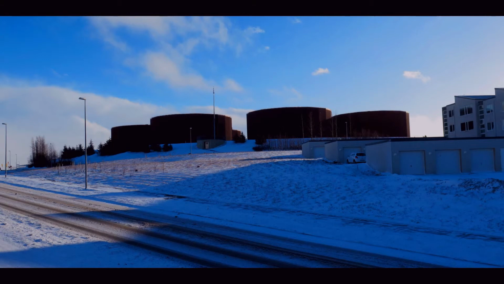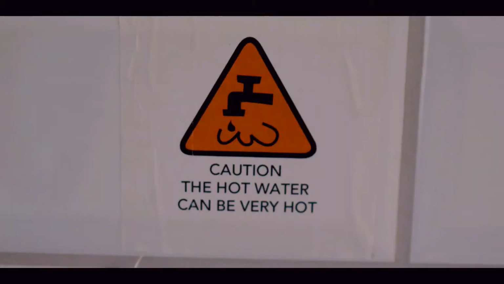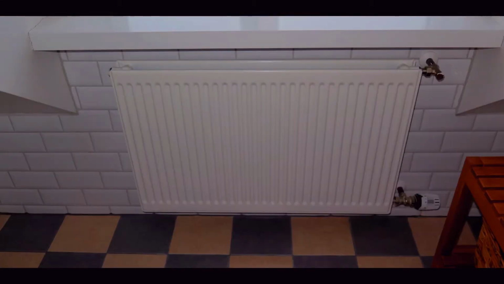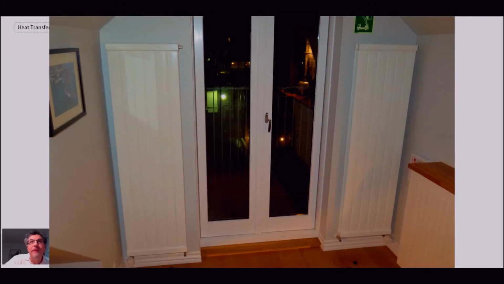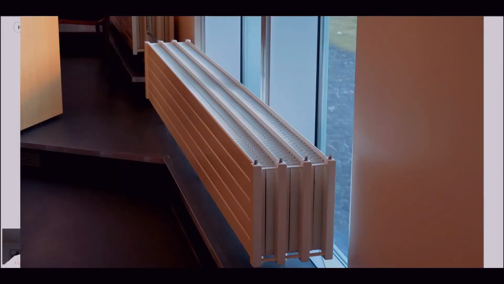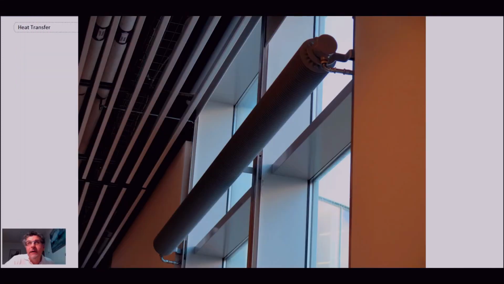When it gets to Reykjavik, they store it in these big tanks, and then they circulate it throughout the city. The water is very hot. You can use it for hot domestic water, but quite often they use it for heating, and there you can see a radiator. There are all different styles of radiator, with two radiators on either side of this window or door. There you can see a larger radiator, and they put them by windows because that's where you have cold air, and that really drives the process quite efficiently.